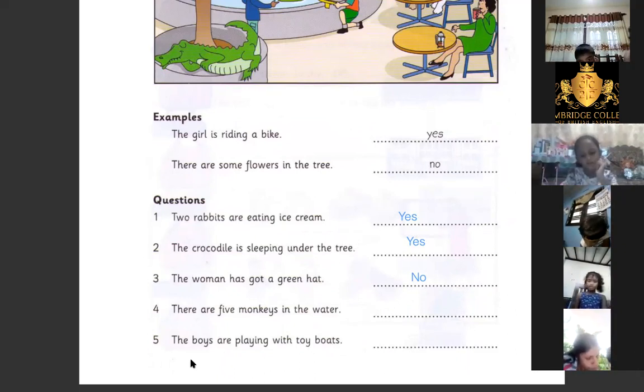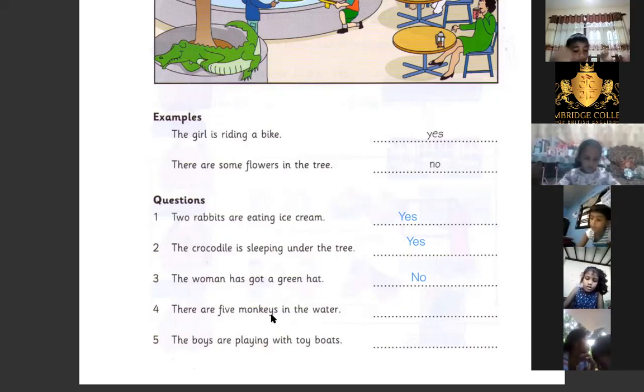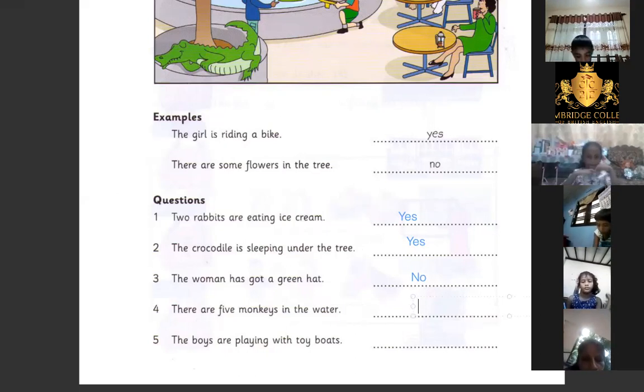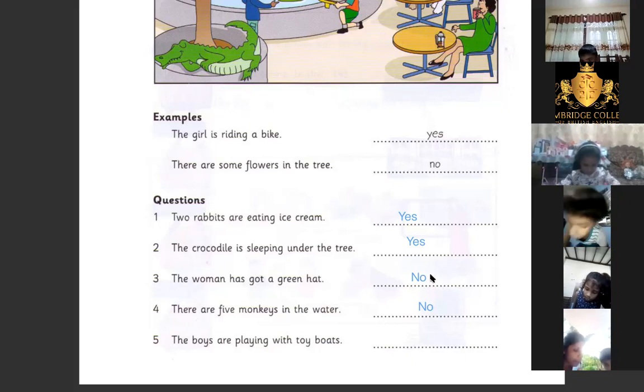Next one. There are five monkeys in the water. Now count the monkeys. How many monkeys are there? One, two, three. Yes, altogether three monkeys. Are there five monkeys? No. Then that is also no. The answer should be no.